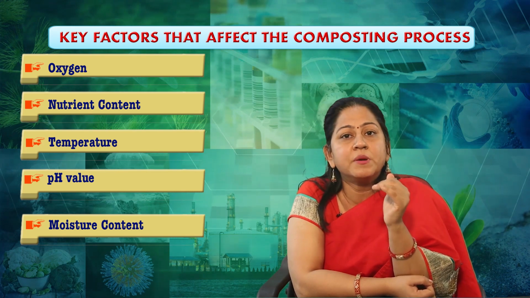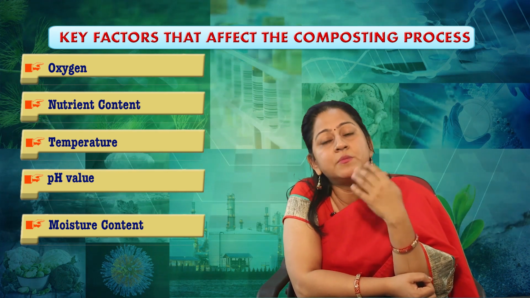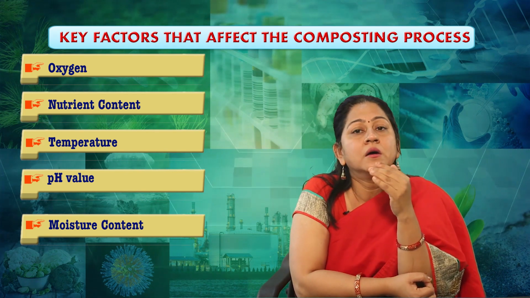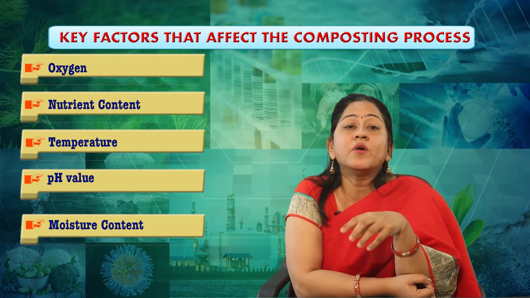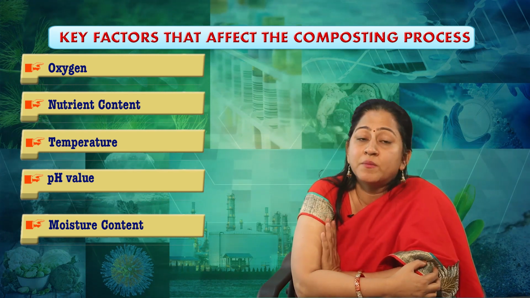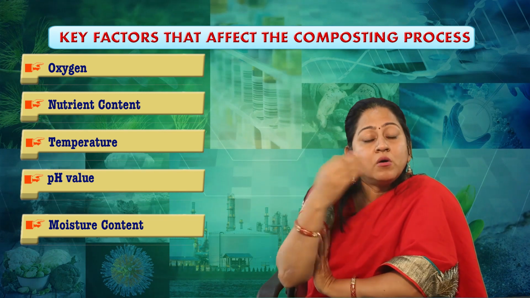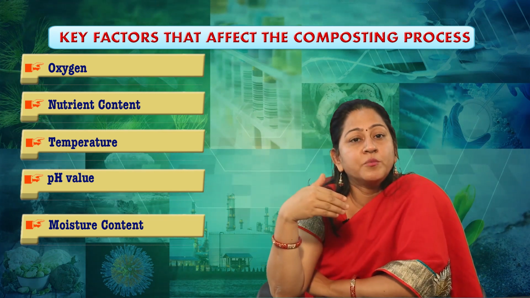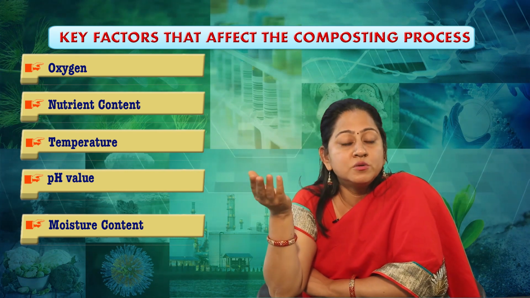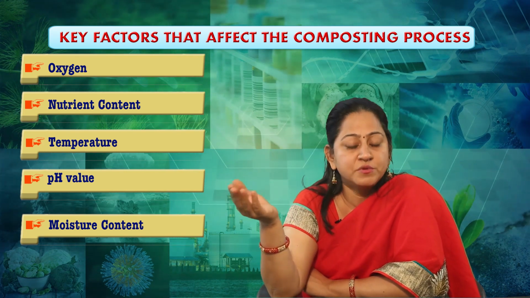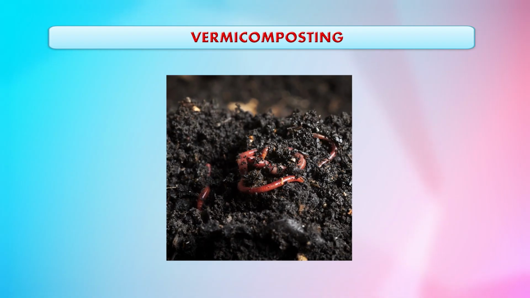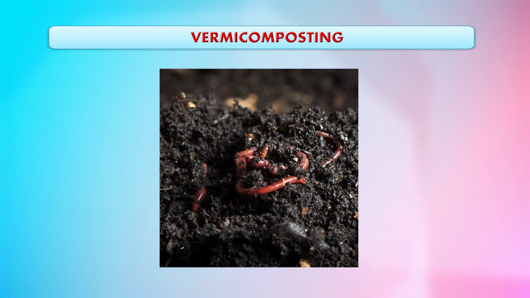So, learners, you must remember that when we discuss composting, these are the main factors that may aggravate or slow down the composting process, because normally the composting process may take from weeks to months, but if all these factors are not in the appropriate amount, appropriate concentration, they may also affect the whole process of composting. Another important method, very common, you must have heard about, is vermicomposting.